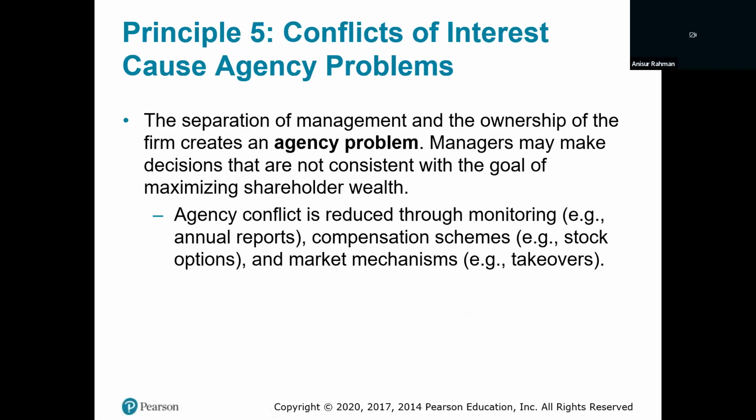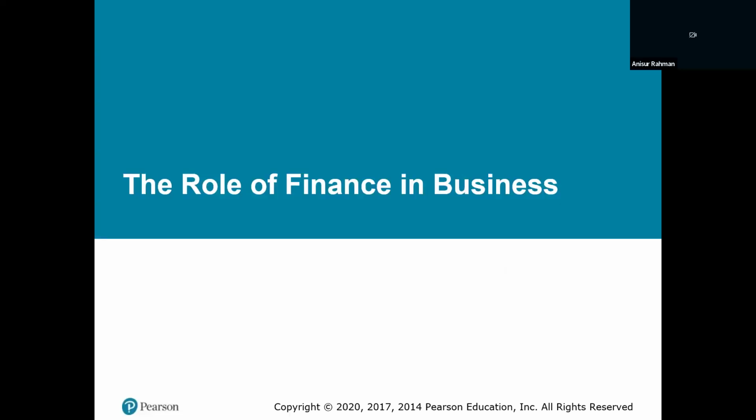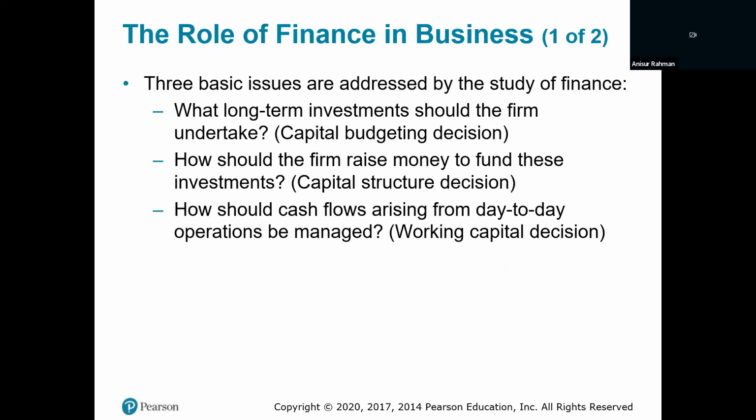What does it mean? How can it be reduced? For example, agency conflict is reduced through monitoring, compensation schemes, market mechanisms. So there may be a question like, which of the following reduces agency conflict, or which of the following does not reduce agency conflict, right? Ethics and trust in business, role of finance in business. So very important for you to know the definition of each of these different areas of finance.